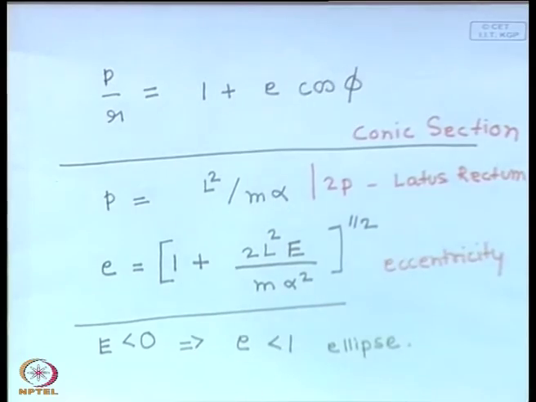So, for a given angular momentum, if the particle has the minimum possible energy, you have a circular orbit. If you give it more energy, the orbit is going to get more and more elliptical. So, for fixed angular momentum, if you increase the energy of the particle, the orbit is going to get more and more elliptical.